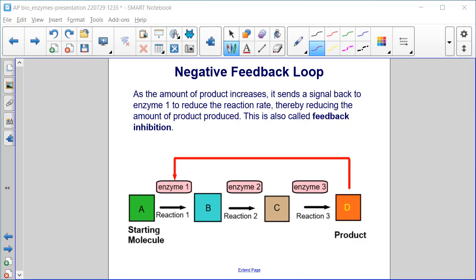Negative feedback loop. As the amount of product increases, it sends a signal back to enzyme 1, in this case. And that signal says, reduce the reaction rate. What that will do is slow down this reaction and thereby reduce the amount of product produced. This is also called feedback inhibition.